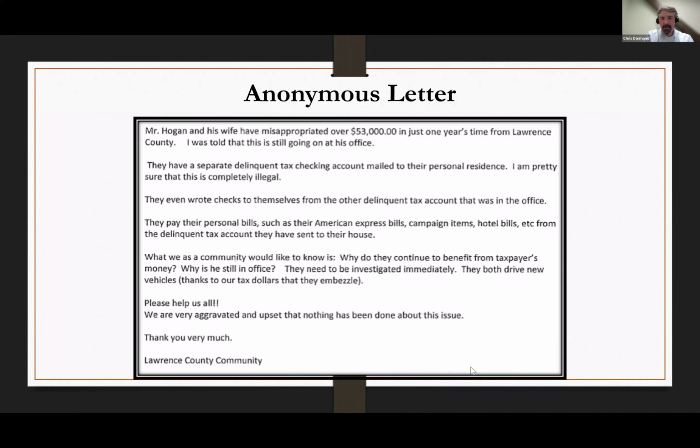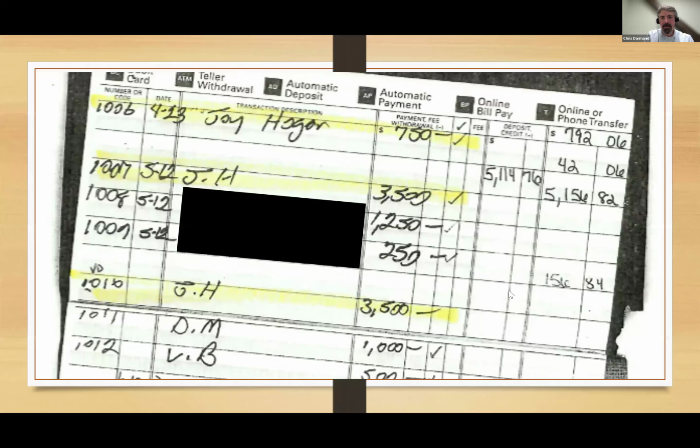Included with this letter was also some photocopies of a checkbook used to track this account. And here you'll see some sample pages from 2014, maybe also 2015, that we have highlighted some particular entries of interest. And you'll see that here on this one particular page covering April and May, there's sort of a pattern of checks either to Joy Hogan or the initials JH. And those also tend to be the larger amounts from this check register.